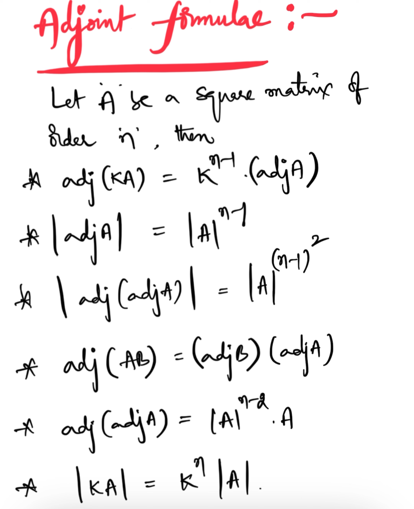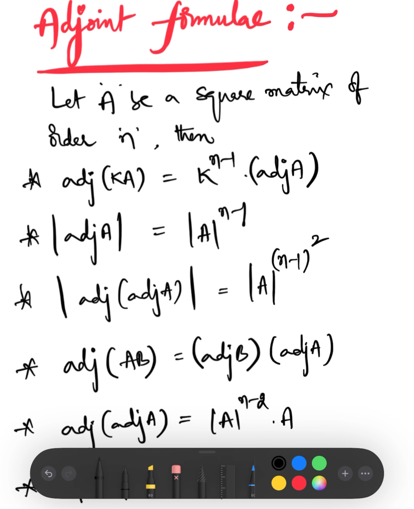Now, to solve those questions, we need some formulas that I will discuss now. To discuss these properties, we want a square matrix. Let us consider a square matrix of order n, it is n by n. Then the first property is: adjoint of kA, where k is any constant multiplied by the matrix A, is k power n minus 1 into adjoint A.